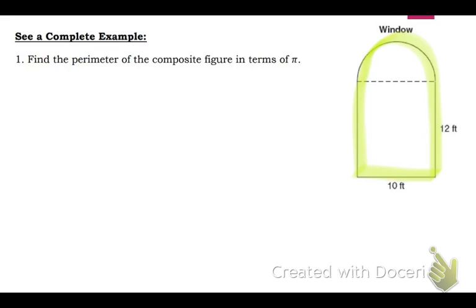Step 2 was to add all the straight edges. So we have 12, 10, and what's the last edge? 12. So 12 plus 10 plus 12. I'm just going to write it on my screen and add it later.